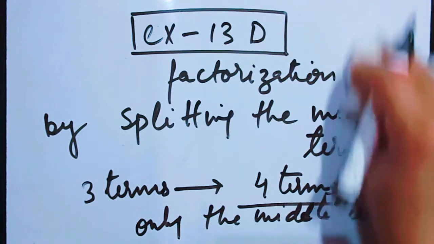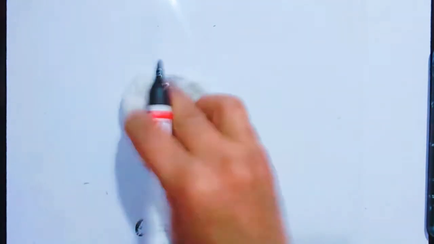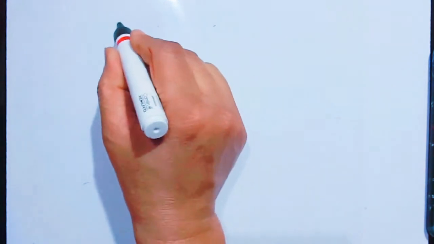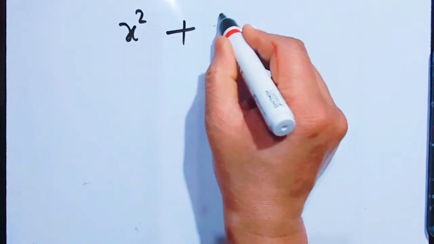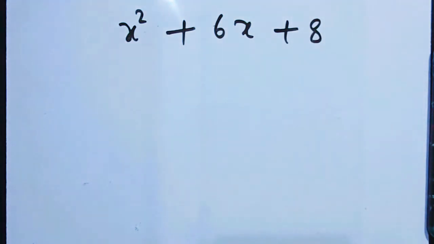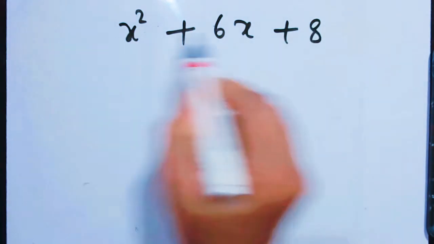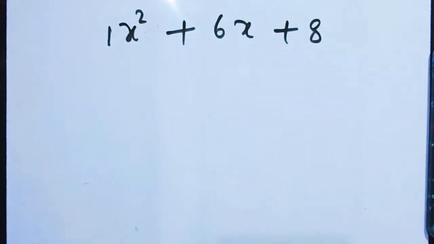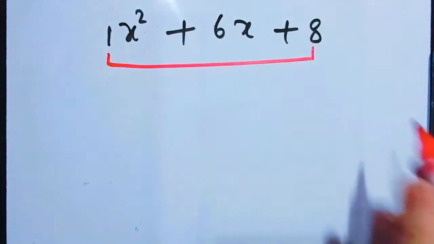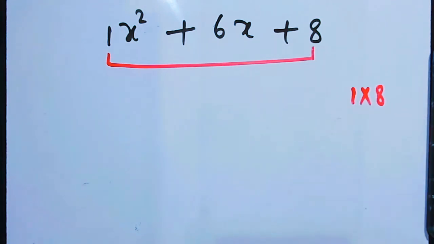So let us take an example in order to understand this. And how should we start? If we are given, for example, x square plus 6x plus 8, the first thing we are going to do is take the last two numerical values, isn't it? The first and last numerical values should be taken and multiplied. So 1 into 8, I have multiplied 1 into 8.